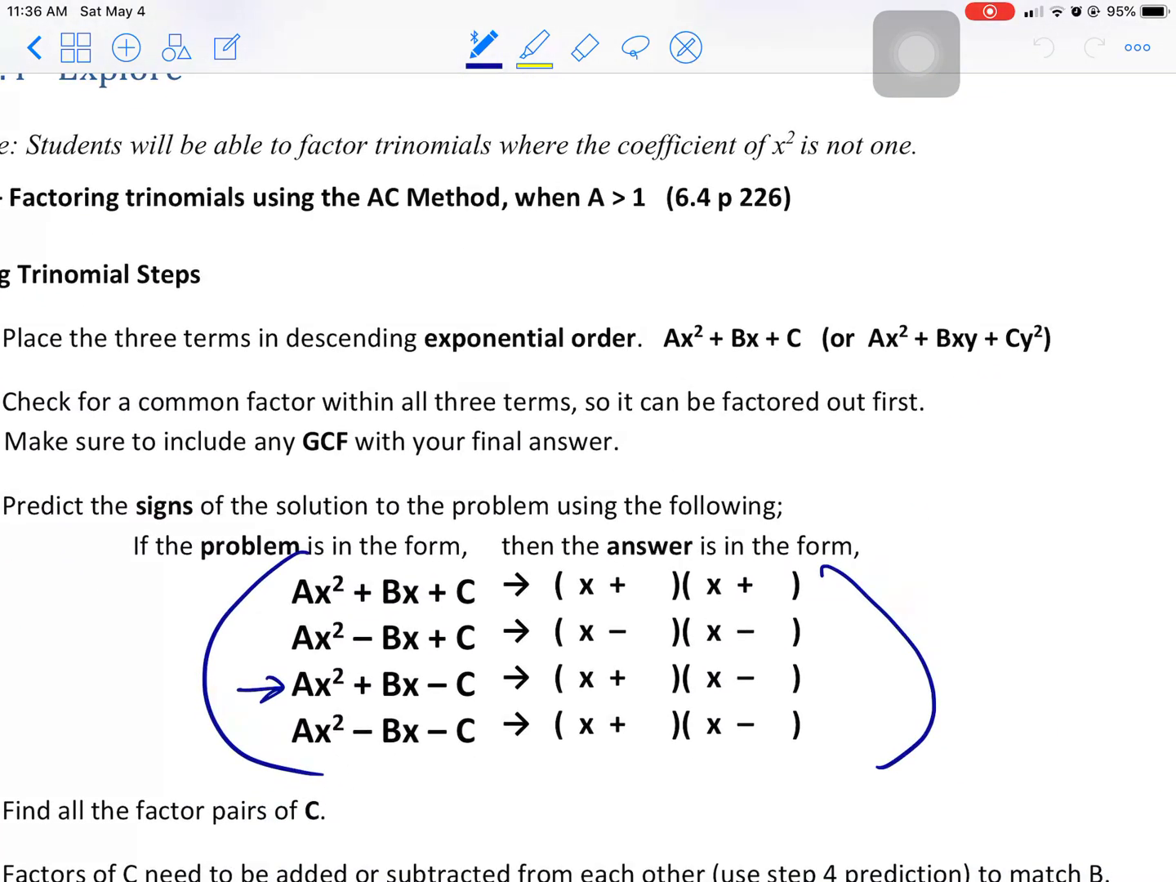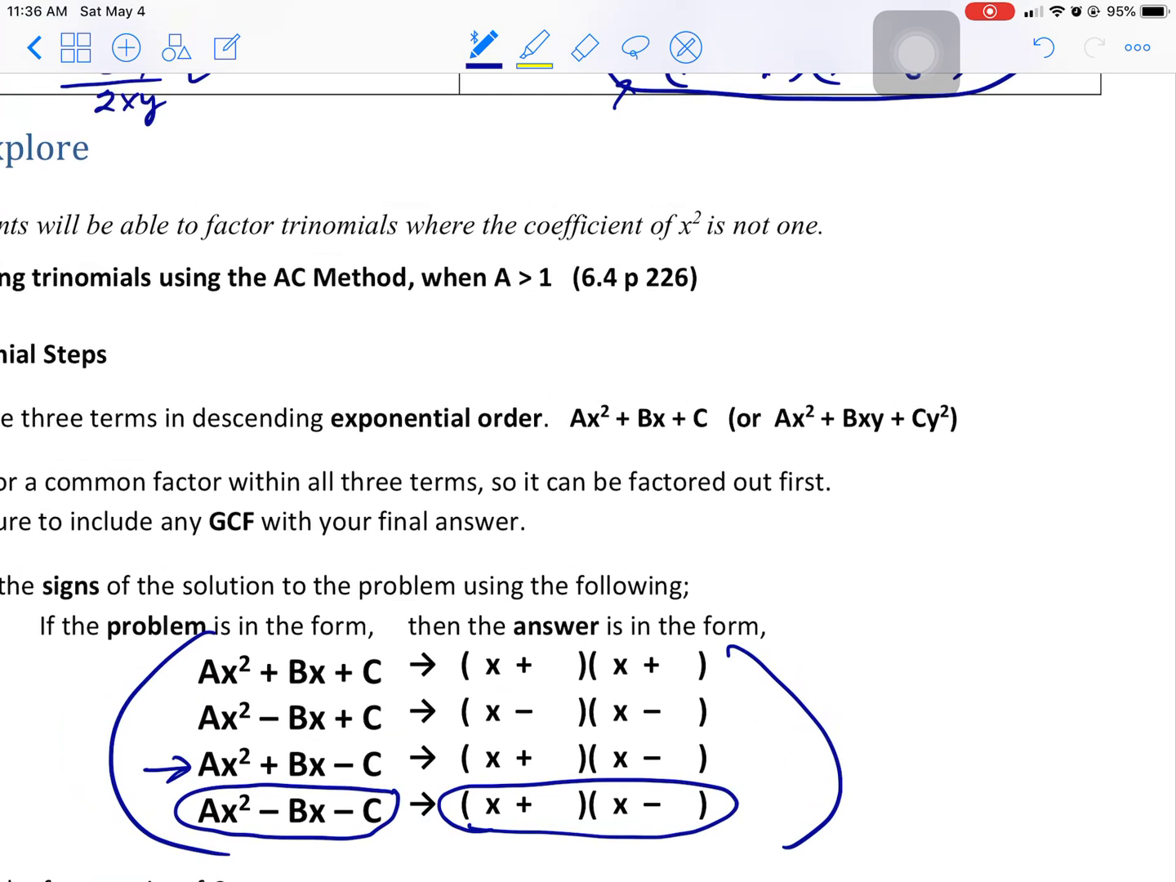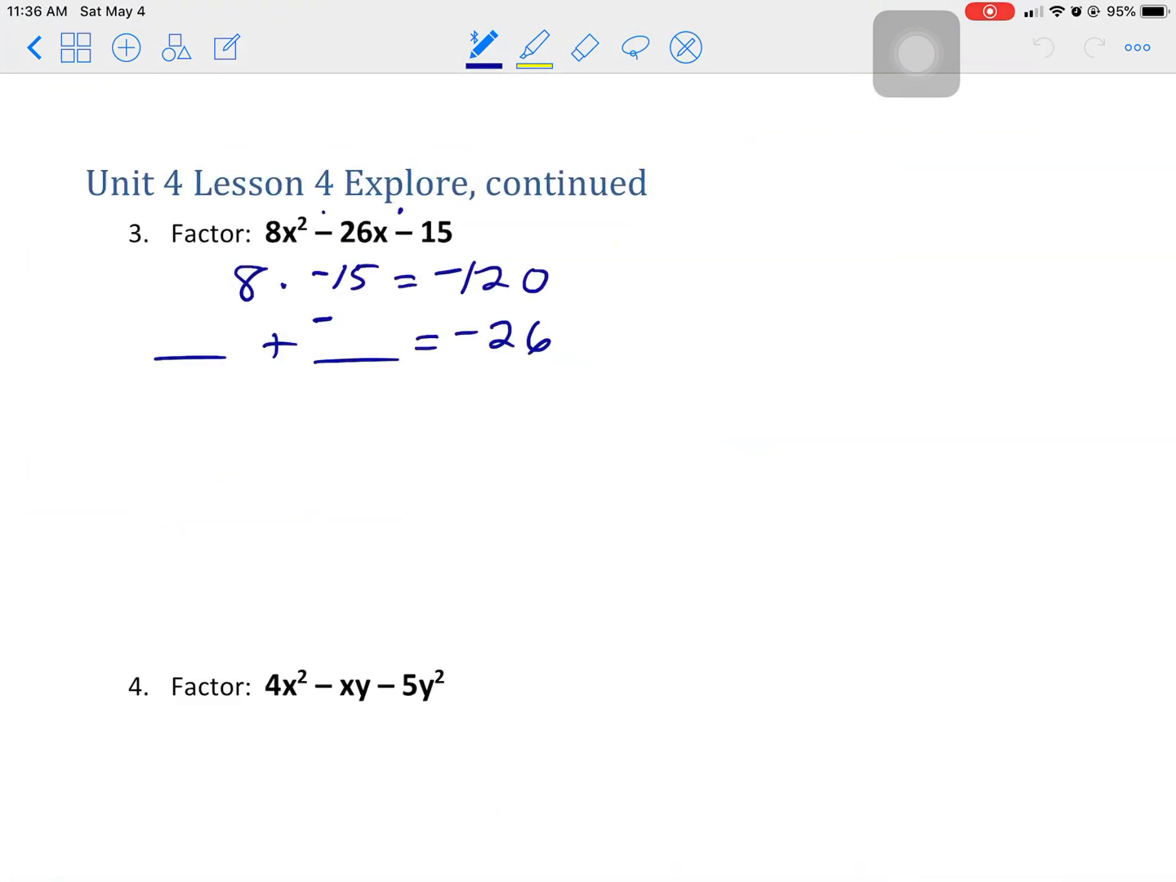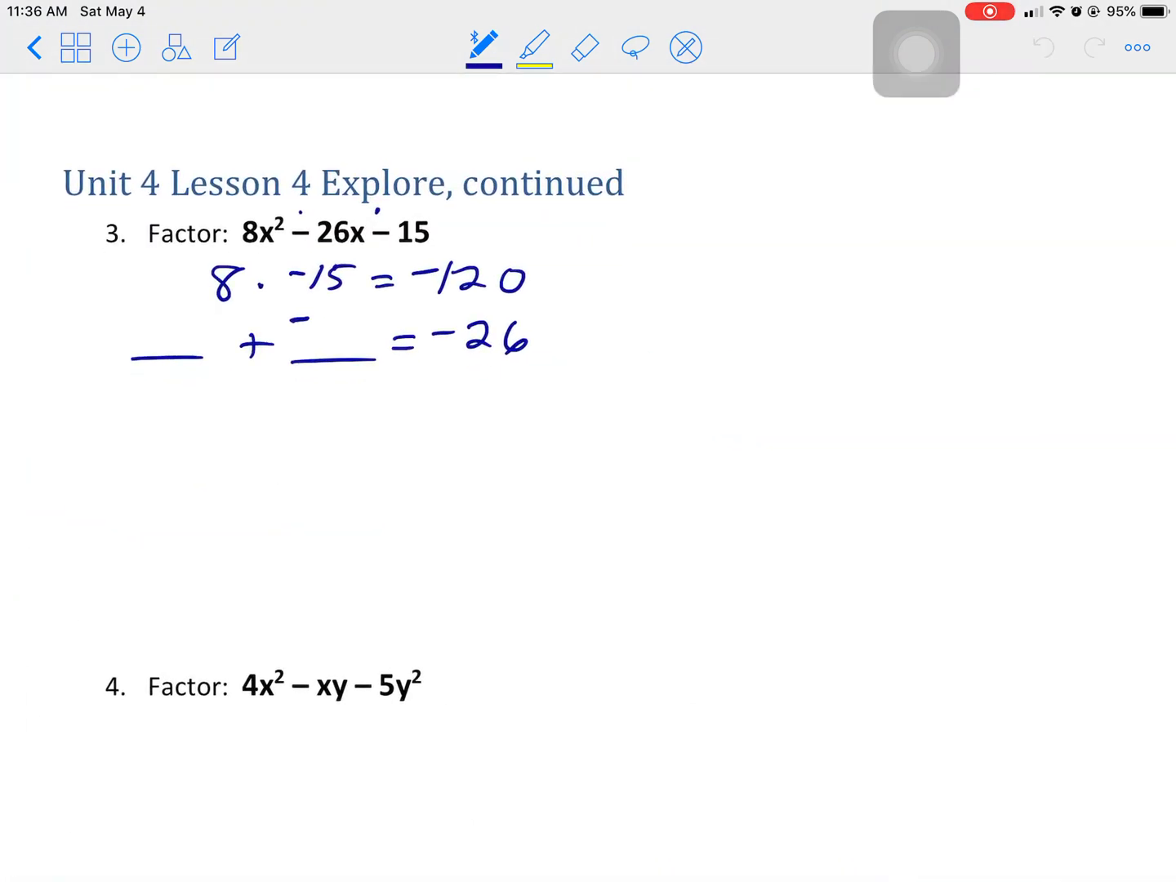If you have a negative in your problem, like this one, then you're going to have one positive and one negative. People like to keep that in order, so they put a positive and then a negative. See that?